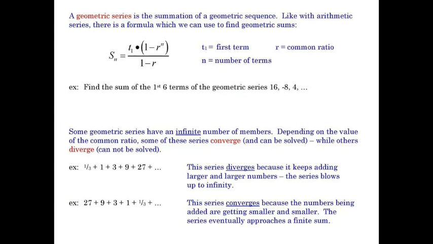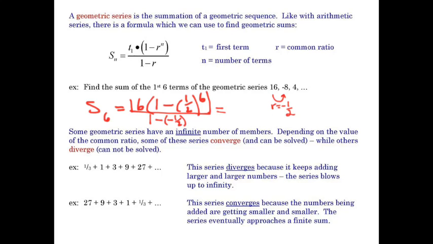Same idea for geometric: we add up a geometric sequence. This is the formula we're going to use, where we have our first term times 1 minus our ratio to the power n, over 1 minus r. If we want to find the first 6 terms, we take our first term and then 1 minus 1/2 to the 6th power, over 1 minus a negative 1/2. We're going to get 10.5. We can just plug that into a calculator and go from there.